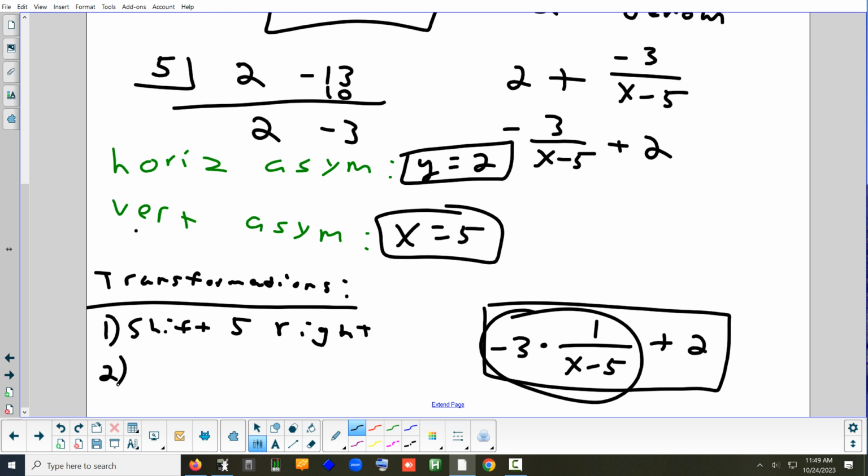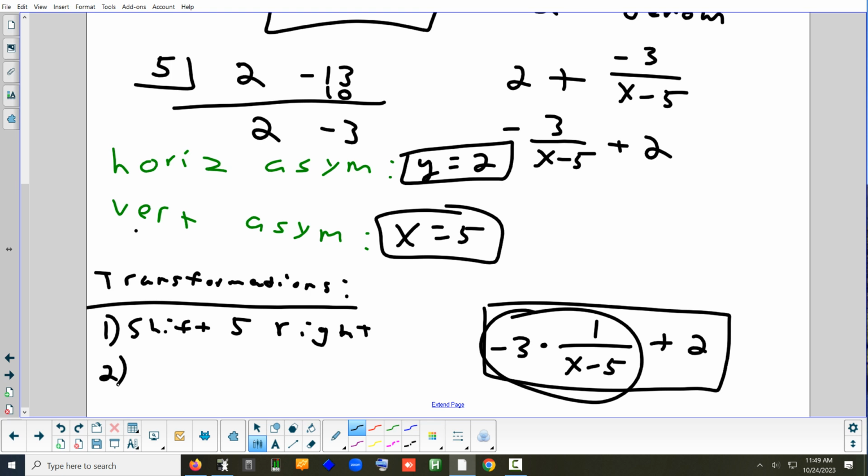It's kind of like PEMDAS. If you do a different order, it doesn't always work out. So shift 5 right. I thought we were just listing them. Generally, when you list them, you have to list them in the order they would be applied.